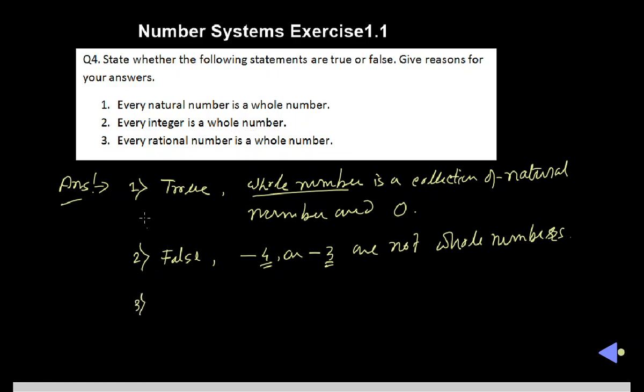Number three, again, every rational number is a whole number. False. Why is it false? Because in the case of rational numbers, we can write anything, like 3 upon 5, a fraction or decimal value. Those are rational numbers but not whole numbers. So you can give any reason, any value of your own also, no problem.